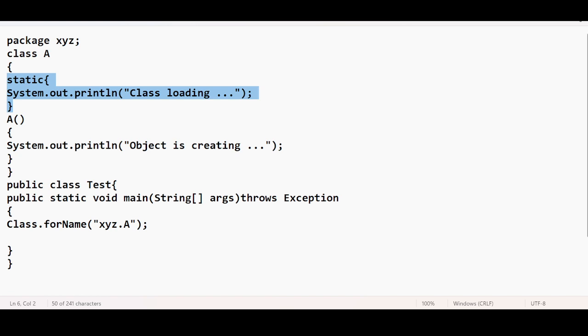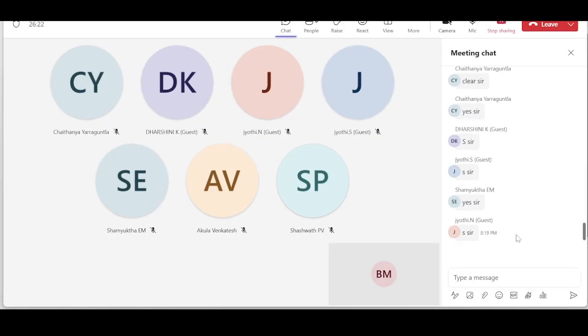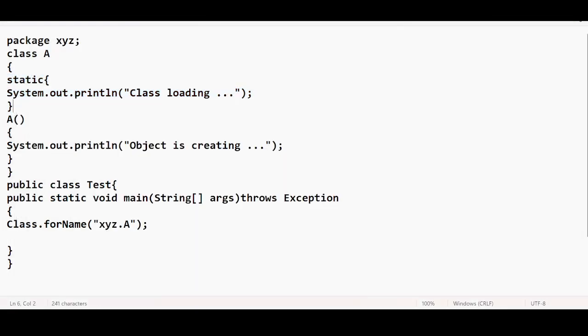Do you agree with me, guys? Are you getting this? If anyone asks you whether there is any proof that the .class file is getting loaded into the memory, what should be your answer? Yes, there is a proof. What is the proof? If the static block is executed, then the .class file is loaded, right?